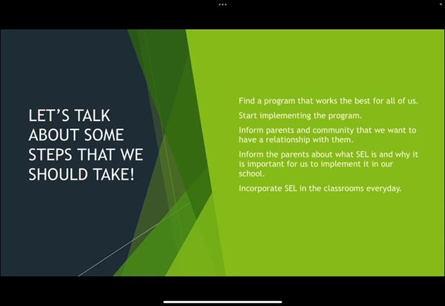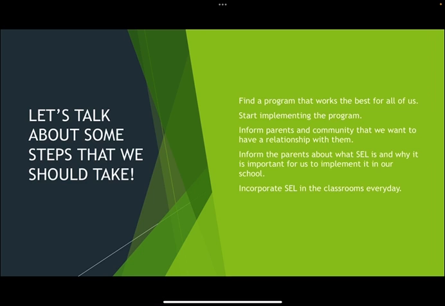Now let's talk about steps that we should take. We need to find a program that works best for us, and we need to start implementing the program. We need to inform parents and the community that we want to have a relationship with all of them, and we want them involved in everything that we do. Inform the parents about what SEL is and why it's important for us to implement in our school. I honestly think that there are parents out there that have no idea what SEL is, and if we inform them of what we are implementing in our school and why it's beneficial, they'll understand and be aware of what we are doing in school, which they should be.